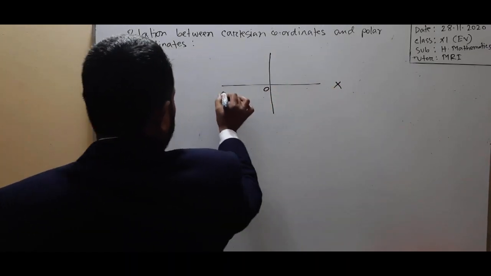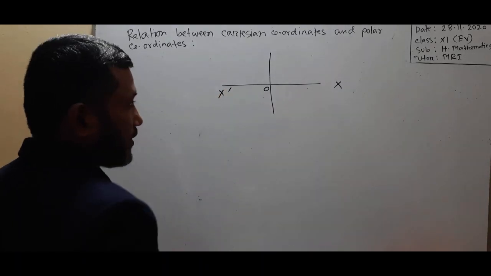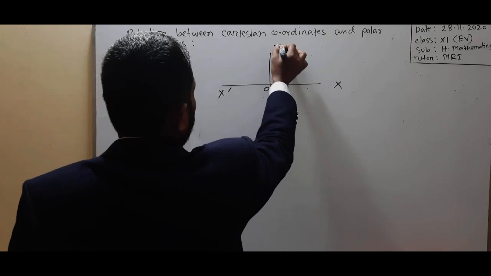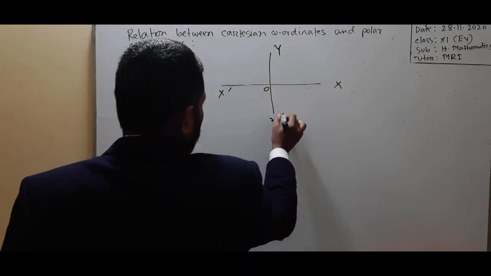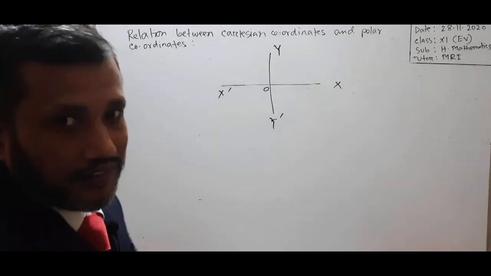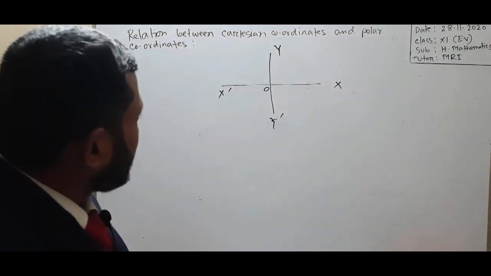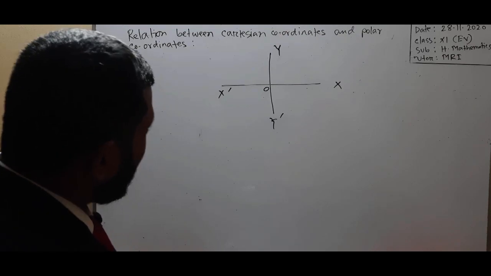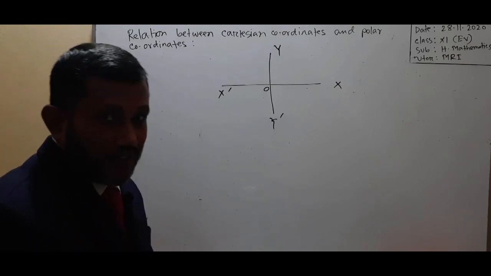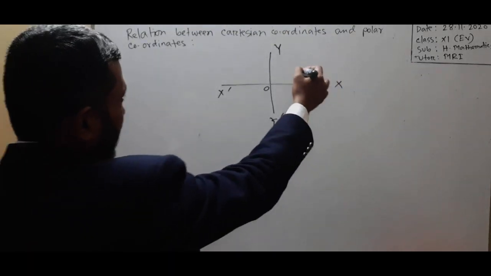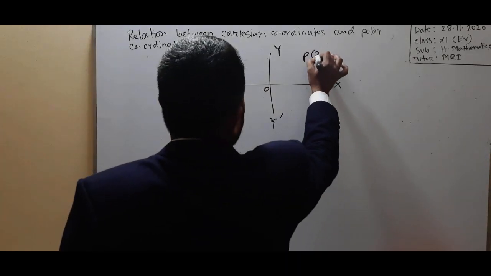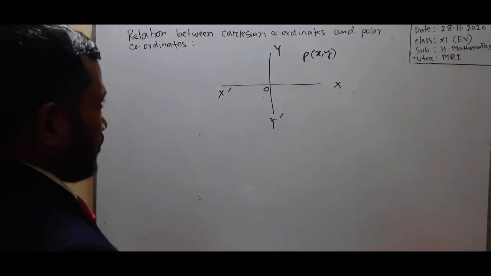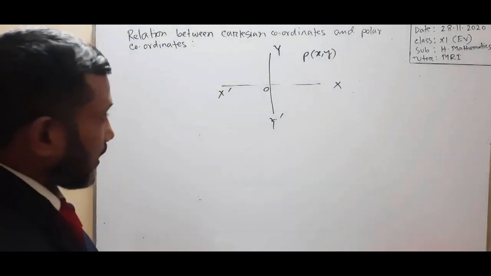X O X dash, which is horizontal, this is the x-axis, and Y O Y dash, which is vertical, this is the y-axis. Here the x-axis and y-axis intersect each other at O. O is the origin of this coordinate system. Suppose P be any point, the Cartesian coordinates of P are (x, y).